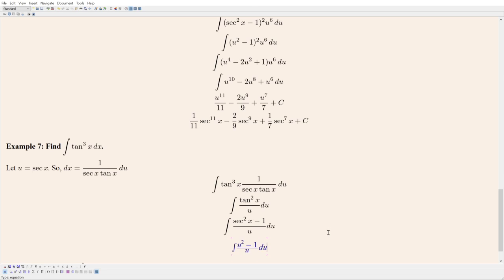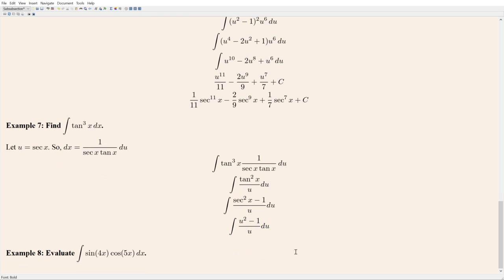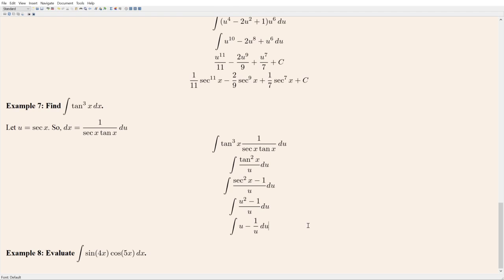over u du. Now, when you have multiple terms on the top and only one term on the bottom, you can just divide both of those terms. So this is the same as u squared over u, which is u, minus 1 over u du. And now this is easy enough to anti-differentiate.